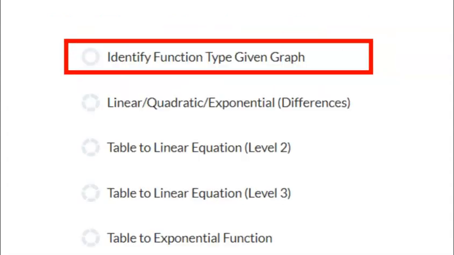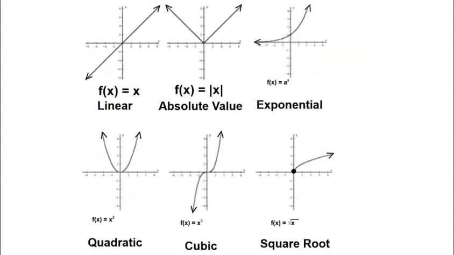Homework number 4. Identifying function types given graph. This task will review these 6 function types: linear, absolute value, exponential, quadratic, cubic, and square root. As you're reviewing, you'll likely want to look for some hints to help you remember these shapes.